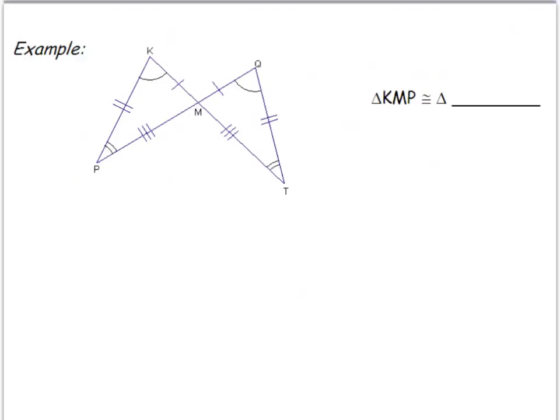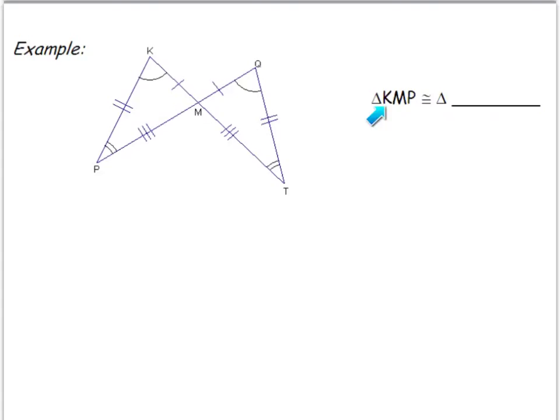So what happens if I give you a diagram, and in this diagram I really have two triangles, and I'm asking you to tell me triangle KMP is congruent to what triangle? And order is really, really important in this case. You just can't slap down 3 letters. I'm looking for the specific order in which it'll occur.